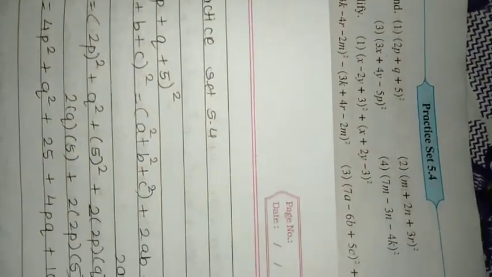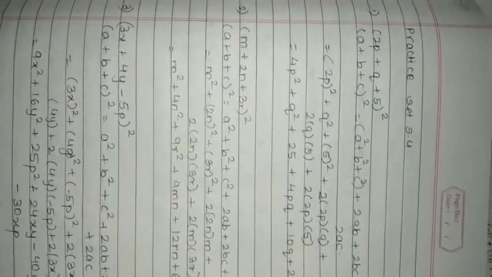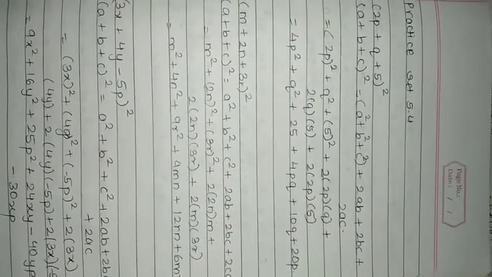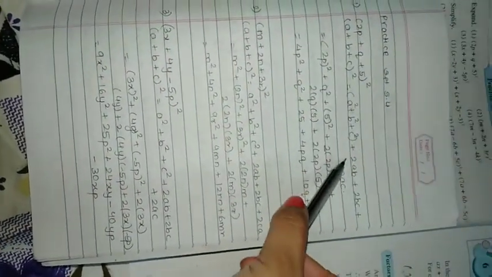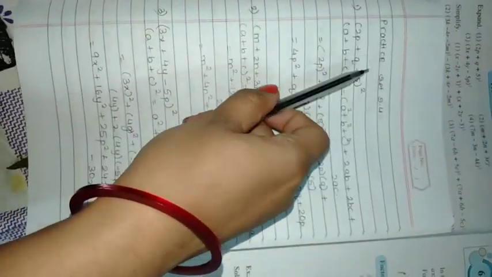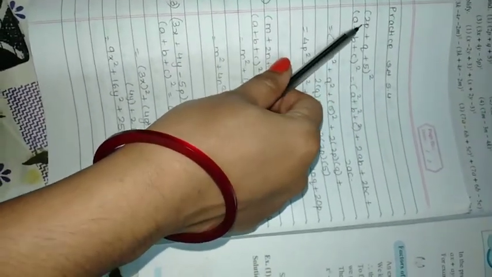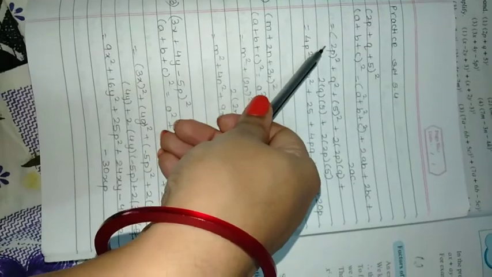Moving ahead to the practice set, first sum says expand and we are given 4 sums. Now we will see the solution of each one. So the first question is (2p + q + 5) the whole square. The formula which is going to be used is (a + b + c) the whole square, which is equal to a square plus b square plus c square plus 2ab, 2bc plus 2ac. So a over here is 2p, b over here is q, while c over here is 5. So putting the values for a, b and c, that is 2p, q and 5, and seeing the solution.